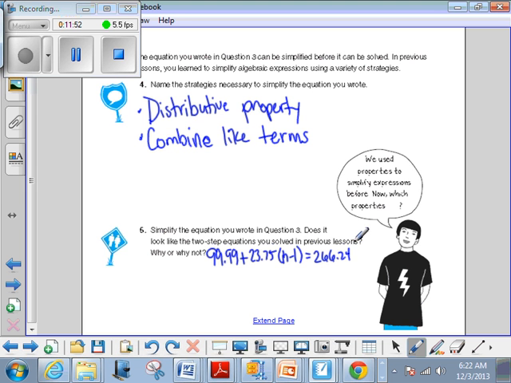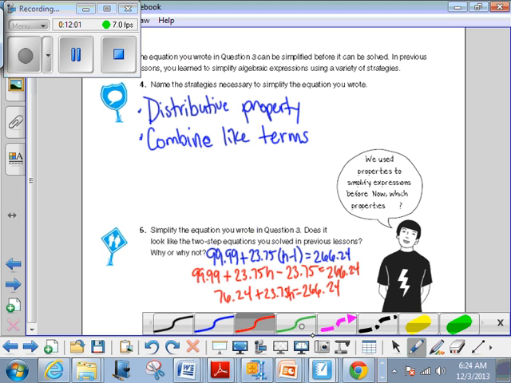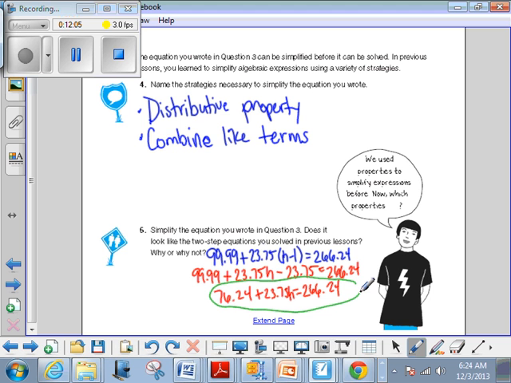Okay, so looking here, your final equation simplified. We're not solving it yet, we're just simplifying. It should look like this. $76.24 plus 23.75h is equal to 266.24.